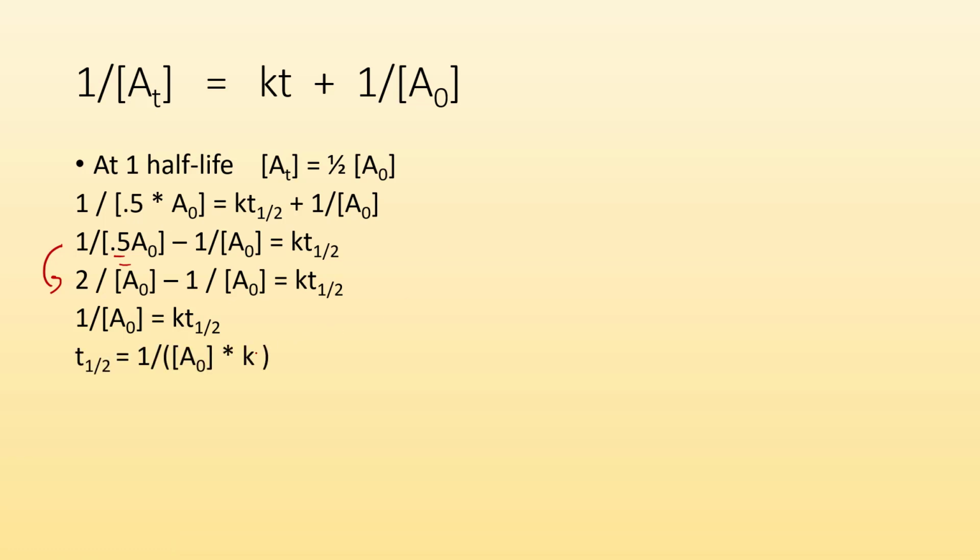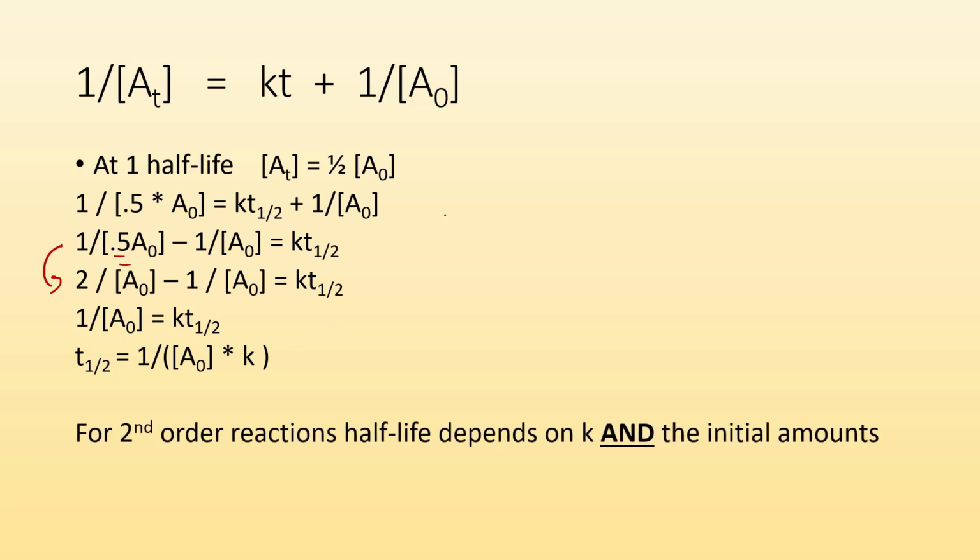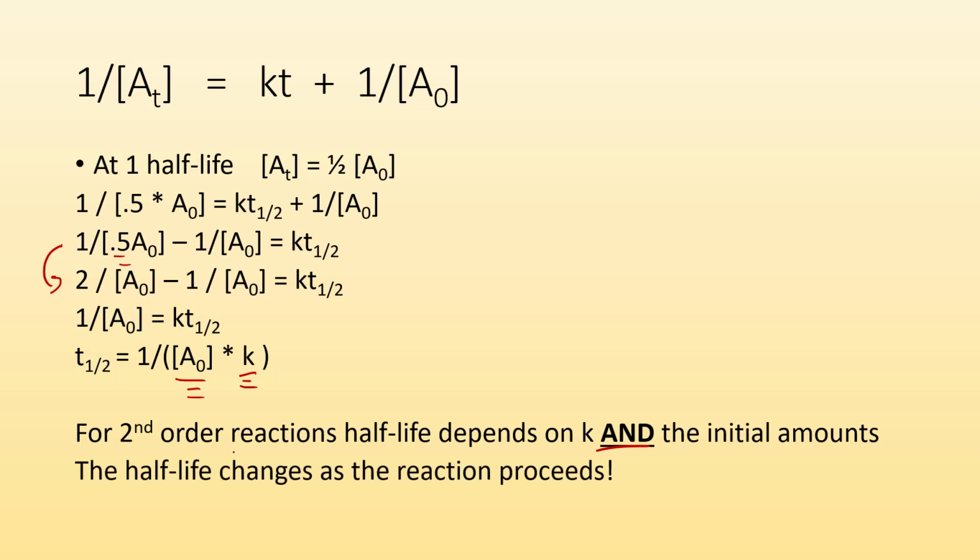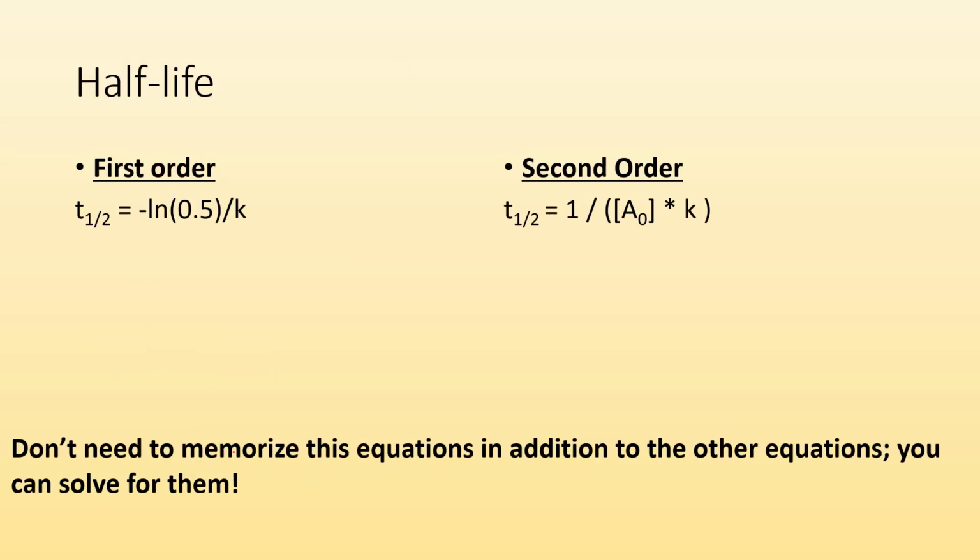So there you go. This is what you get for second order equations. You can see that the half-life depends on k and the initial amount. So it depends on how much you start with. The half-life is also going to change as the reaction proceeds. The half-life to start with isn't going to be the same as if you say, hey, it's been 100 seconds, what's the half-life at this point? Because you have a different new starting amount, it's going to be different.